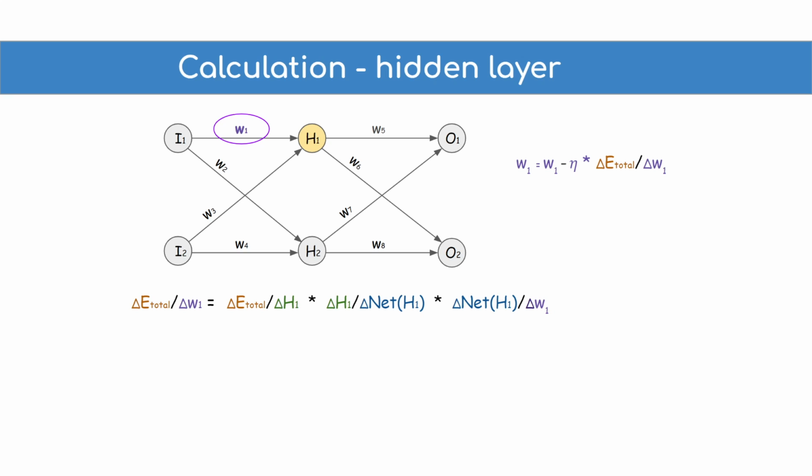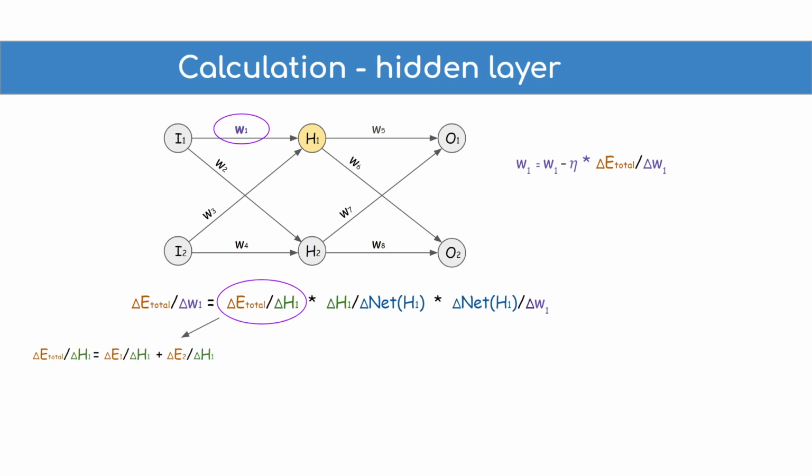But we also follow the same idea. So the derivative of total error with respect to H1 value times derivative of the H1 value with respect to its net value times net value of H1 with respect to change of W1. So as you can see, it nicely reduces to the E total over delta W1.